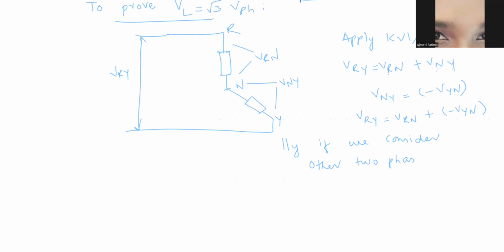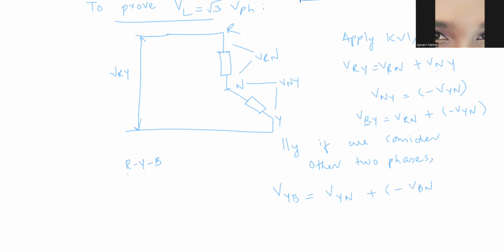I can just write this. I can rewrite this equation. Can you see, after R, what you'll get? There's a sequence that needs to be followed: R, Y, B, right? So after R, I have Y. So I'll just write V_Y. After Y, you'll get B. V_YB is equal to, after R, you'll have V_YN plus minus V_BN. This is your equation number 2.